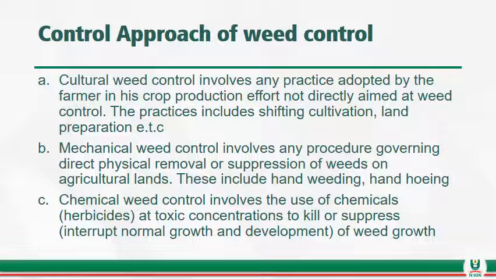And the mechanical weed control involves using direct physical means for removal or suppression of weeds. When you see weed, you will pull it by your hand, or you use your hoe to pull it out. You are doing it with little machines here and there. That is mechanical weed control. And the chemical weed control, which is of course the most common, involves the use of herbicides at toxic concentrations to kill or suppress weed growth. So you're mixing these chemicals in certain measurements, and you're using it to suppress the weed growth.